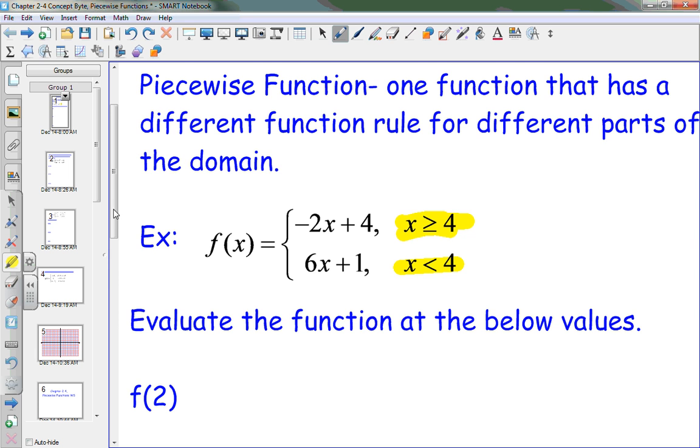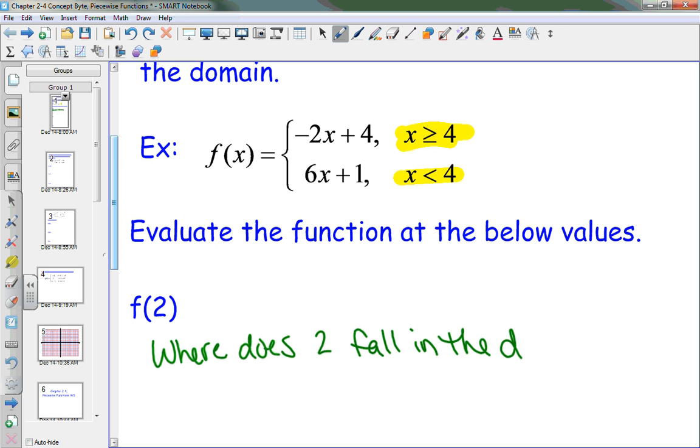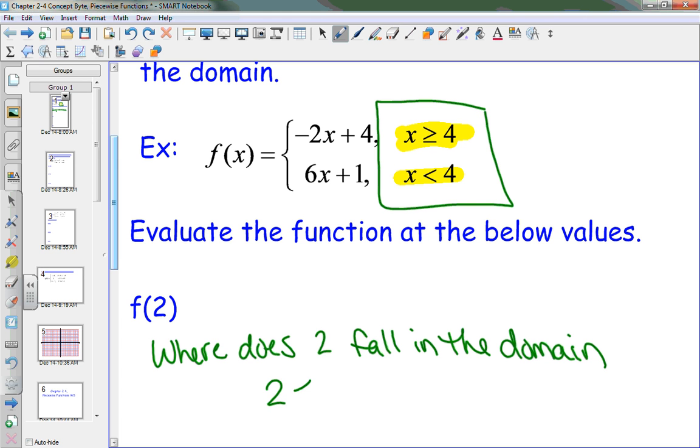Now, what we're doing today is an evaluation of a piecewise function. So I want to evaluate f at negative 2. So the question you ask yourself is, where does negative 2 fall in the domain? Well, whenever I say domain, I'm talking about these restrictions right up here, the highlighted ones. X is greater than or equal to 4, or x is less than 4. So, is it below 4 or is it above 4? Well, negative 2 is actually below 4.